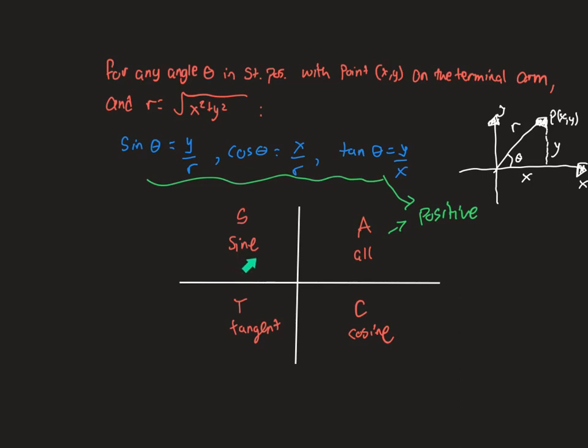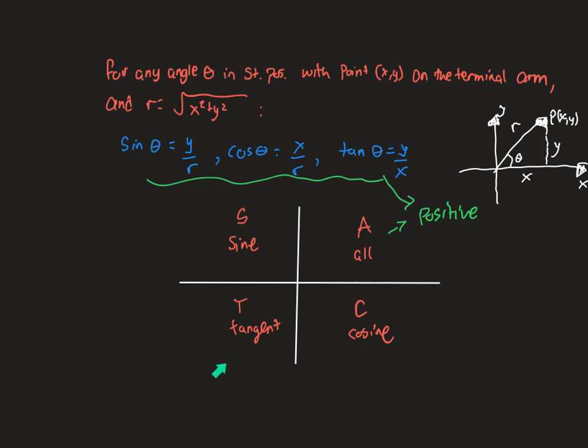Over here, on the other hand, you're going to have a positive y and a negative x, which means sine is definitely going to be positive because they're both positive answers. But cosine has x there, which would be negative divided by a positive, which is going to give you a negative answer. And same thing here, you're going to have a positive y and a negative x.